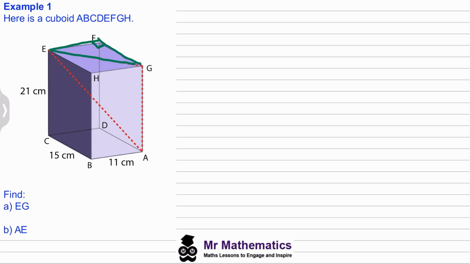If we sketch this out, we know the length from F to E will be the same as from A to B. So this will be 11 centimeters. We'll mark this on the diagram. And then from F to G, this will be the same as B to C, which is 15 centimeters.